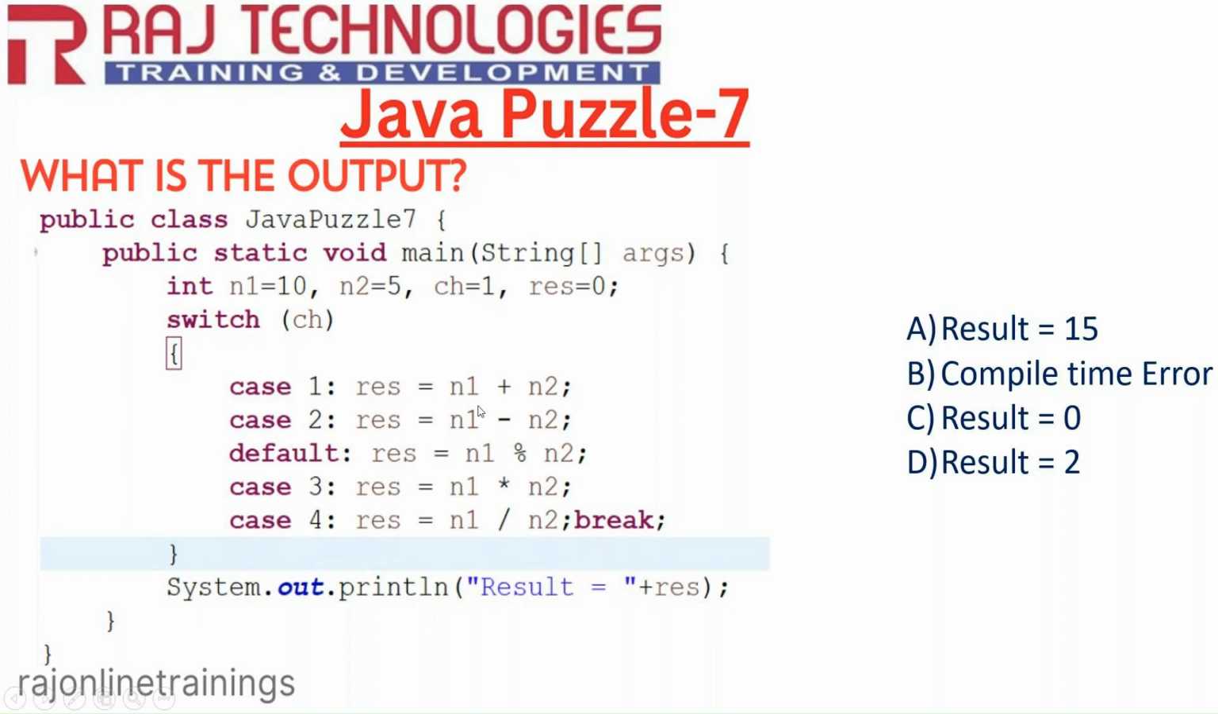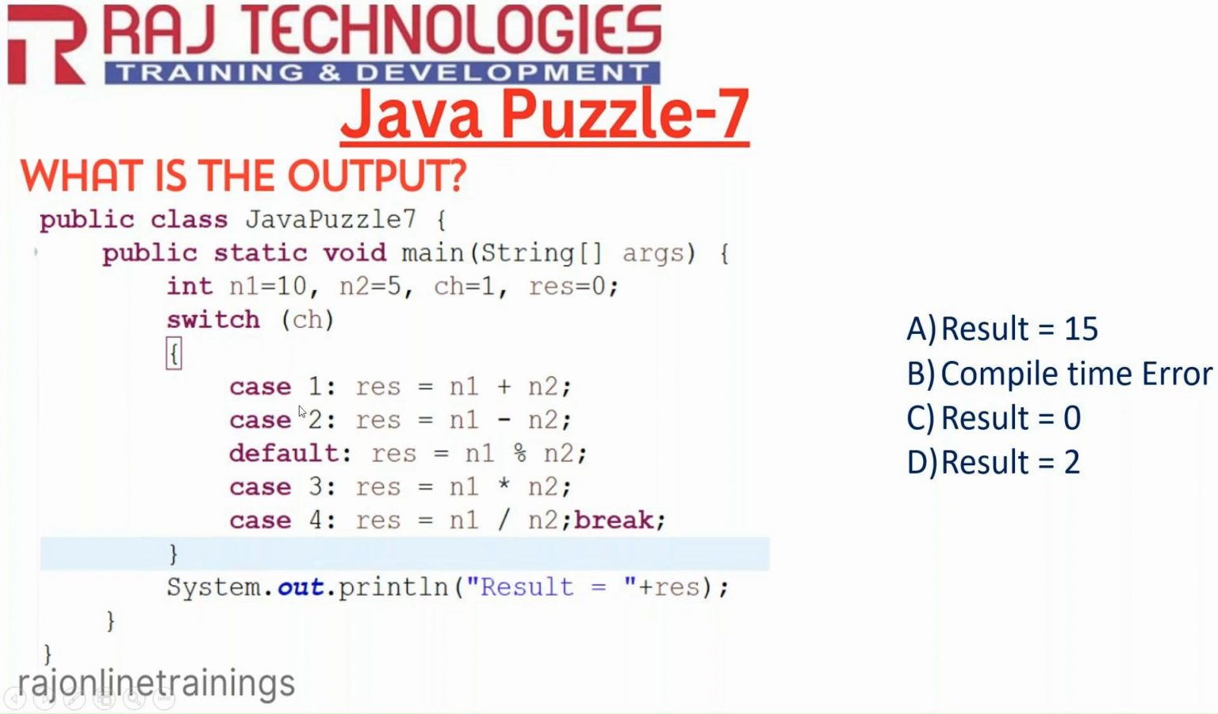Then one more way of choosing the option is that some people will go with the option result is 15, because the choice is 1, switch of ch, case 1. So in case 1 the result value will become 15, so we think that the result is going to display as 15. That is also not the correct option.